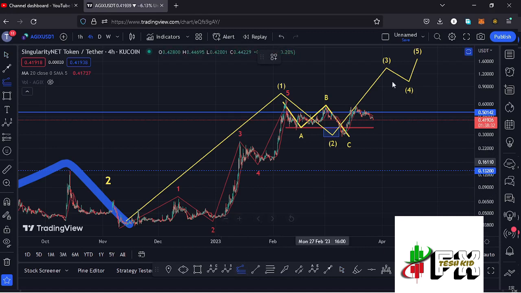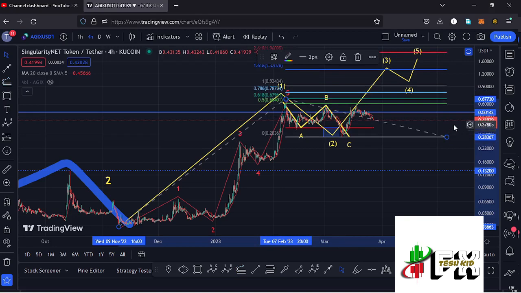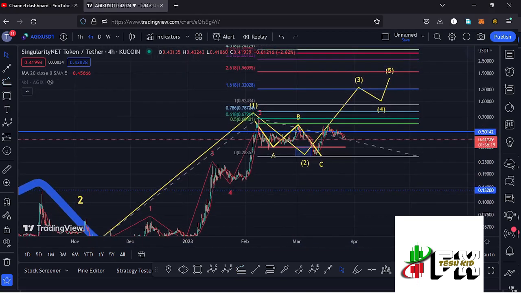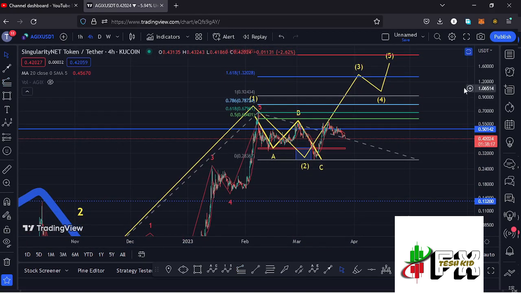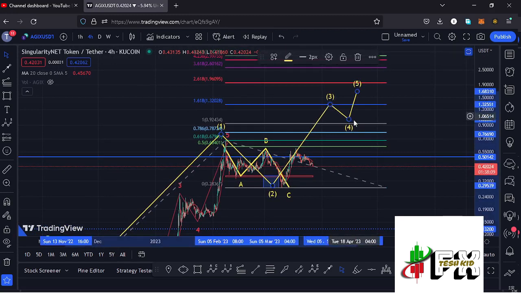Allow me to first sketch out a target area to the upper side in the formation of this wave 3 by connecting the trend-based Fibonacci from the low of the first wave to the high of that wave 1, then dragging the fibs to the low of the second wave, and that now gives me a minimum target area to the upper side in the formation of that wave 3 at the fib level 1.618, and that is at around the $1.32028 mark, and that is the minimum that I'm expecting this wave 3 to the upper side to do.